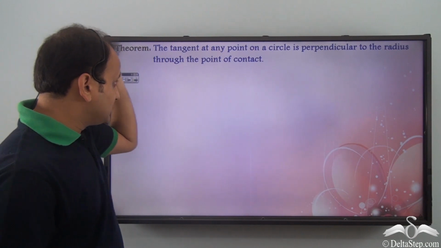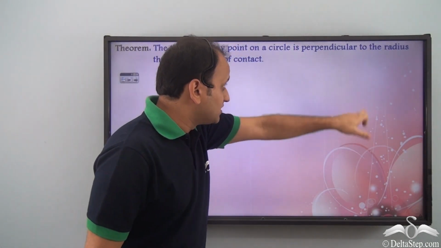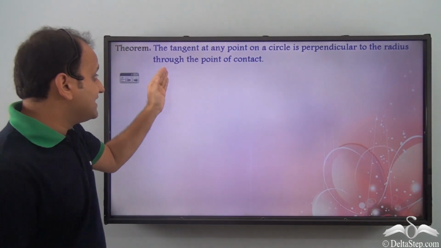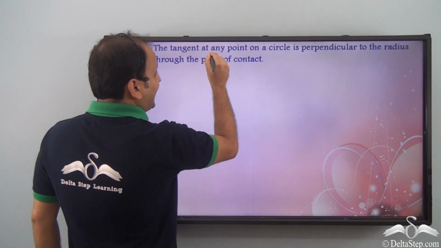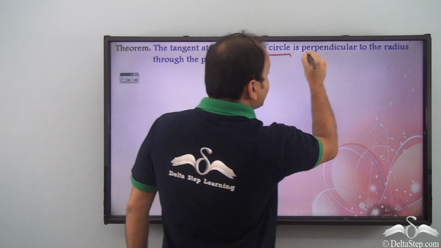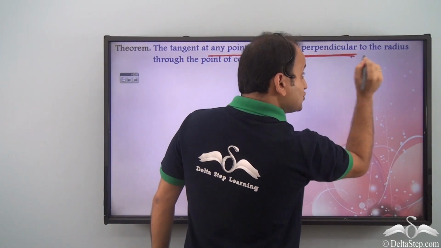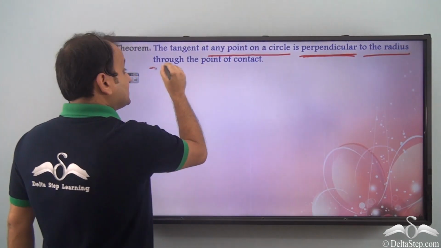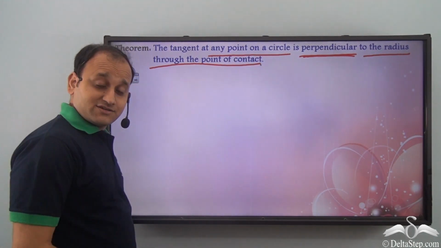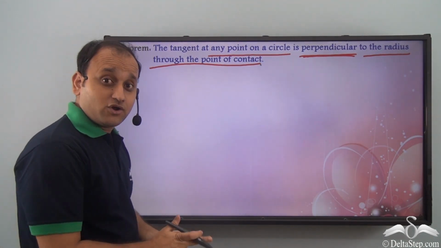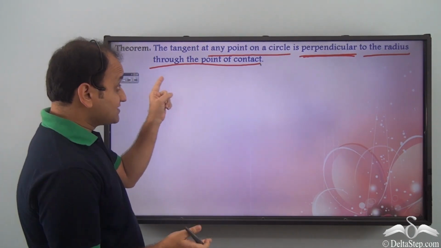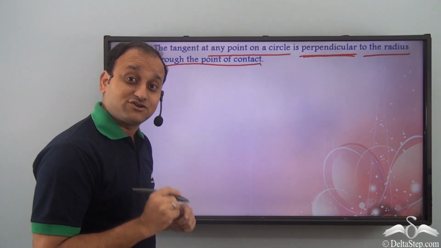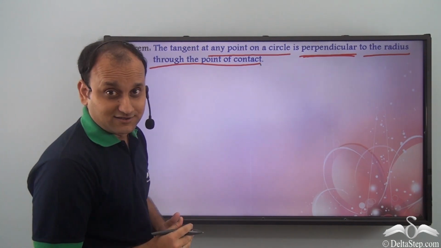So, this is our theorem. The tangent at any point on a circle is perpendicular to the radius through the point of contact. So, it won't be perpendicular to any radius. It will be perpendicular to the radius through the point of contact of the tangent with the circle.